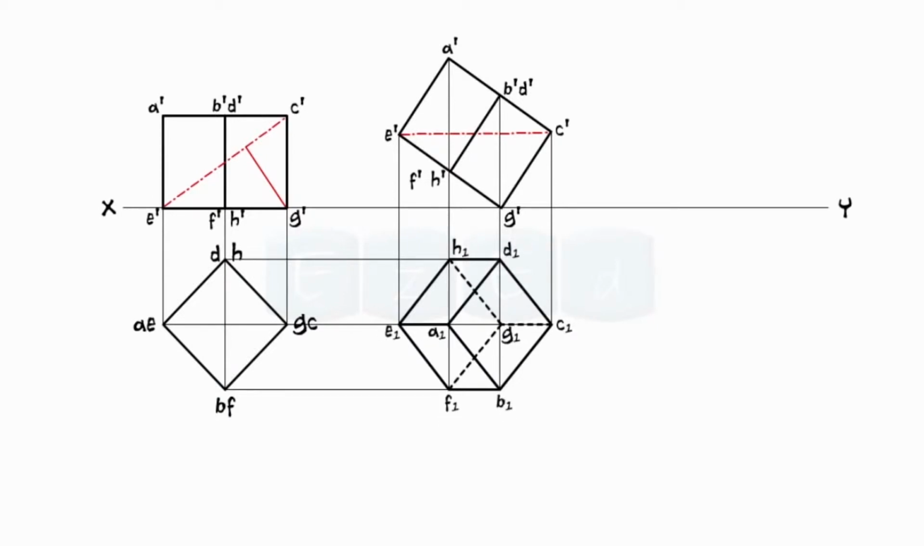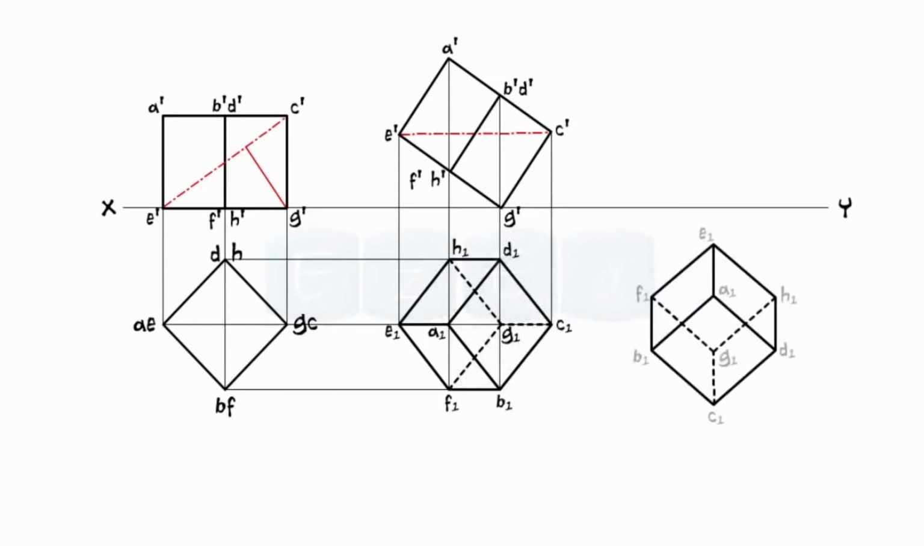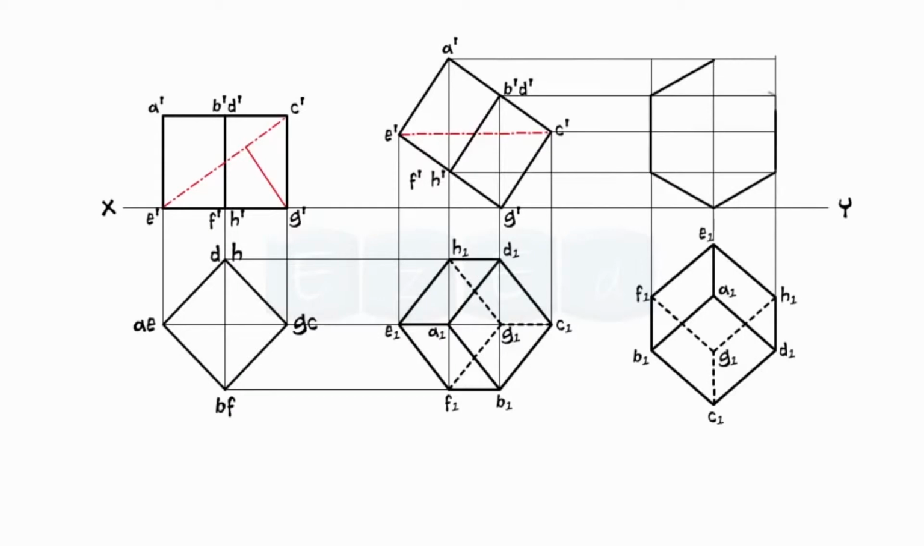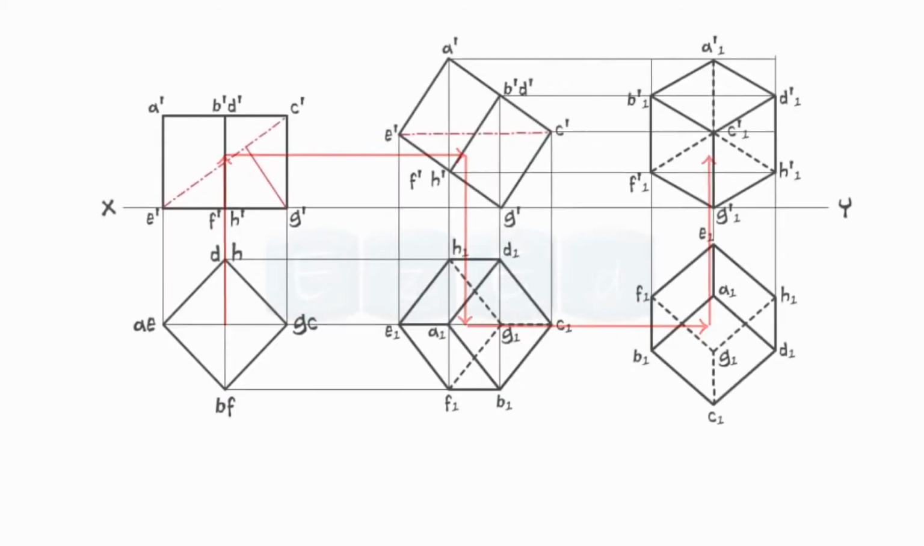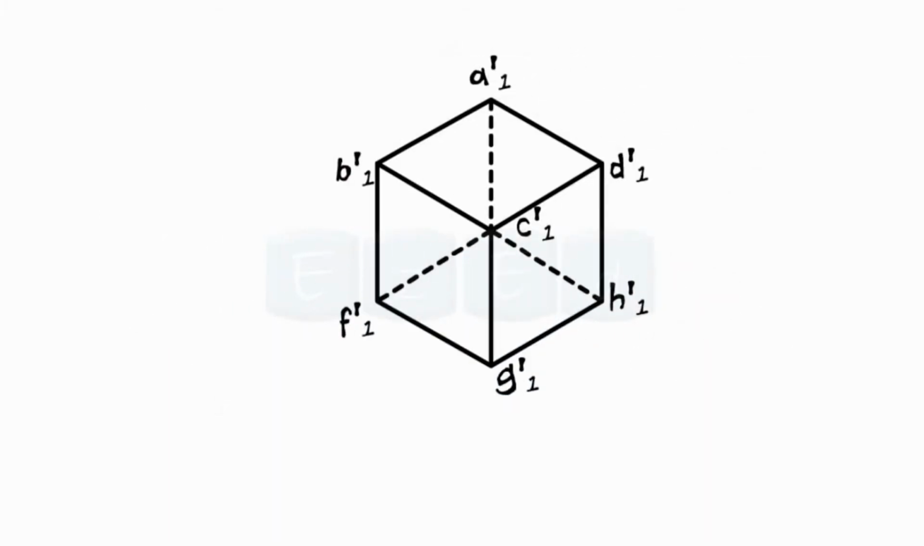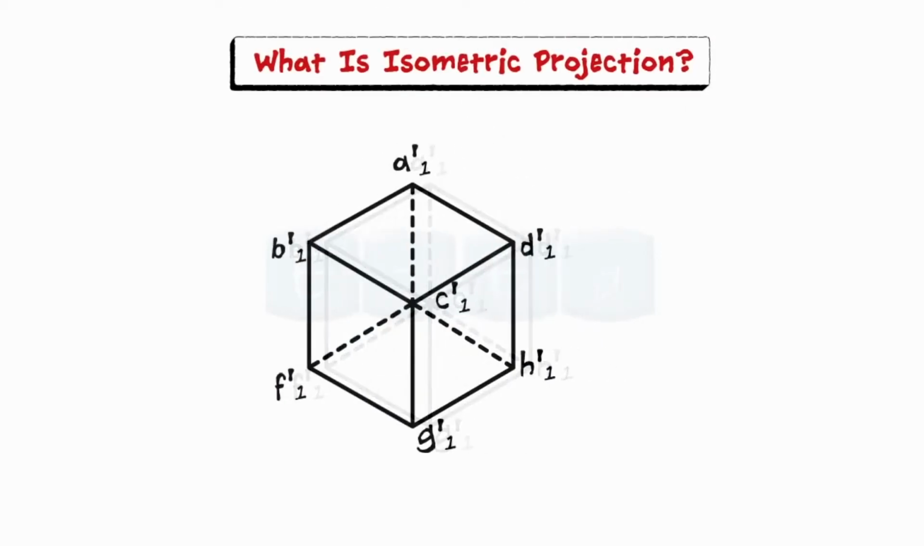Now in the third and final step, if we rotate the cube such that this solid diagonal becomes perpendicular to the vertical plane, then the projections of the cube are as shown. What we saw here was the step-by-step procedure to create the isometric projection of the cube. The front view that we see here is the isometric projection of the cube.